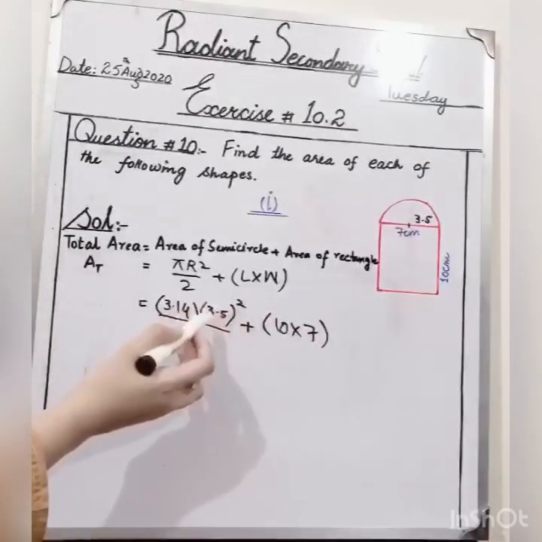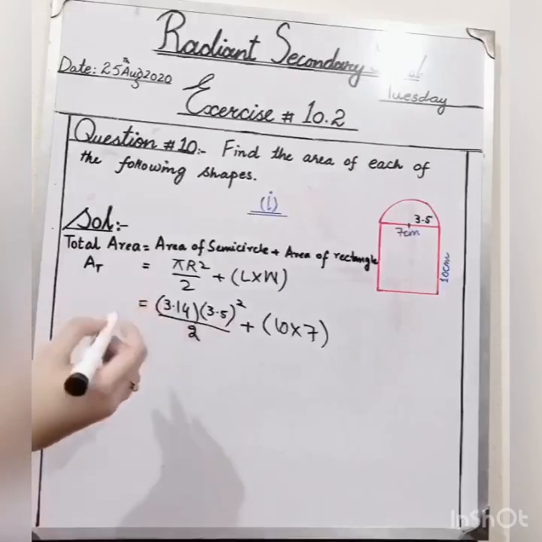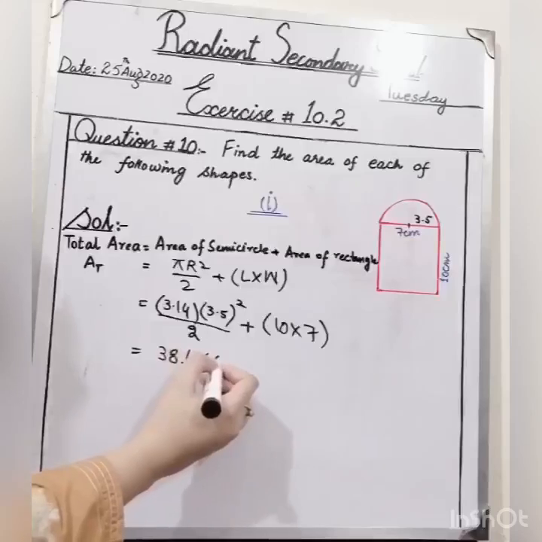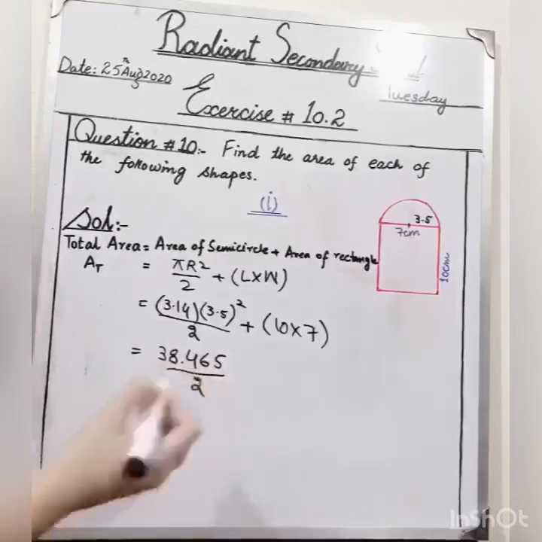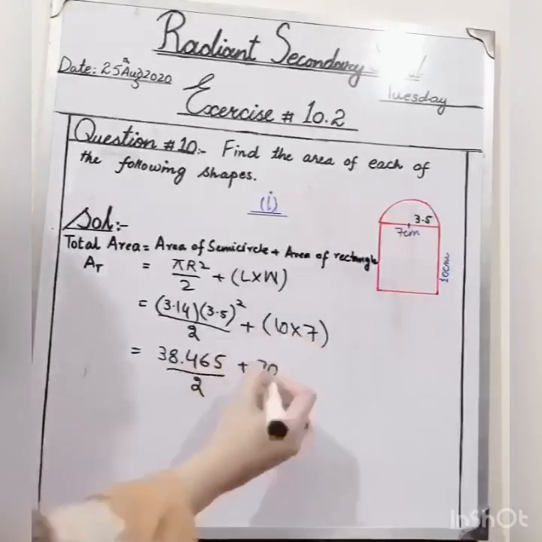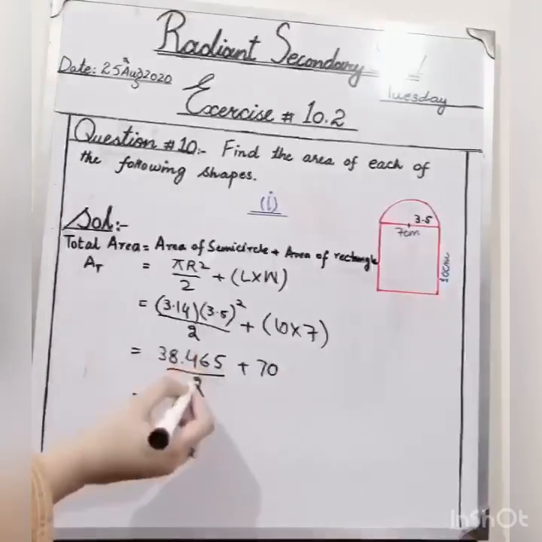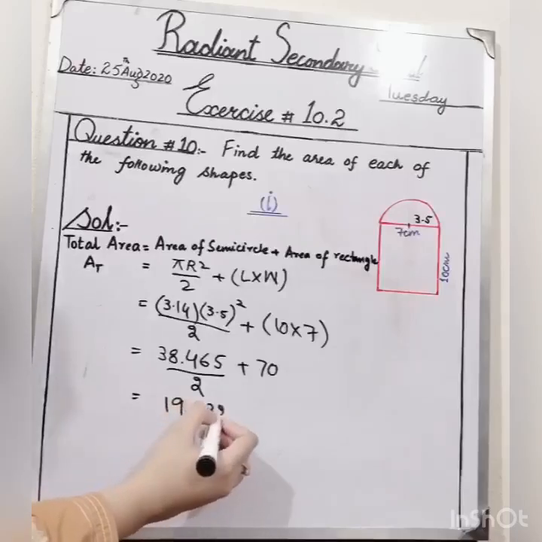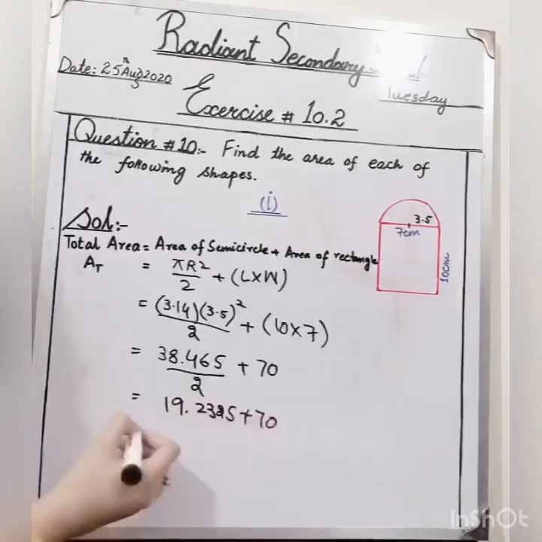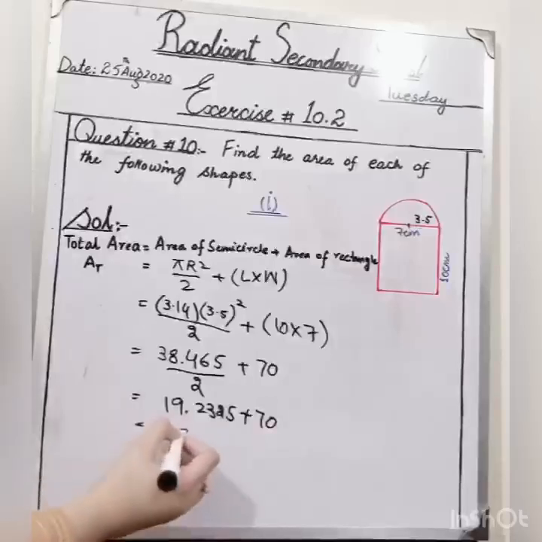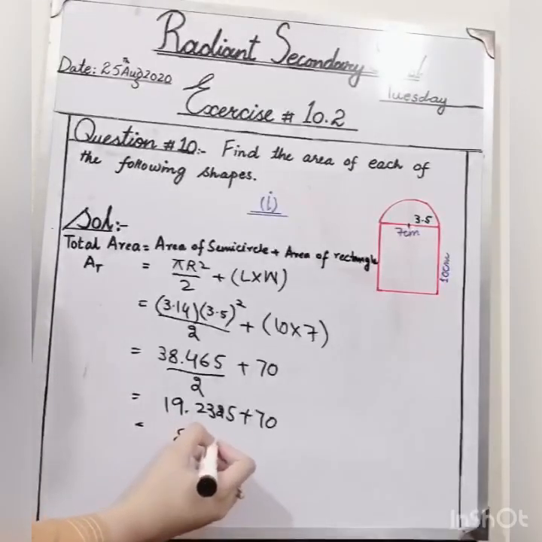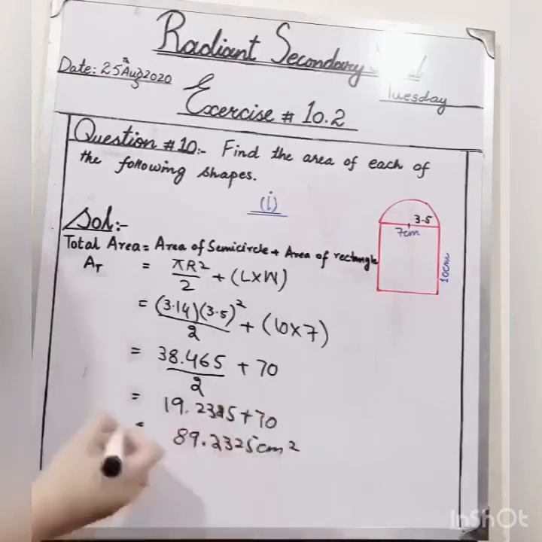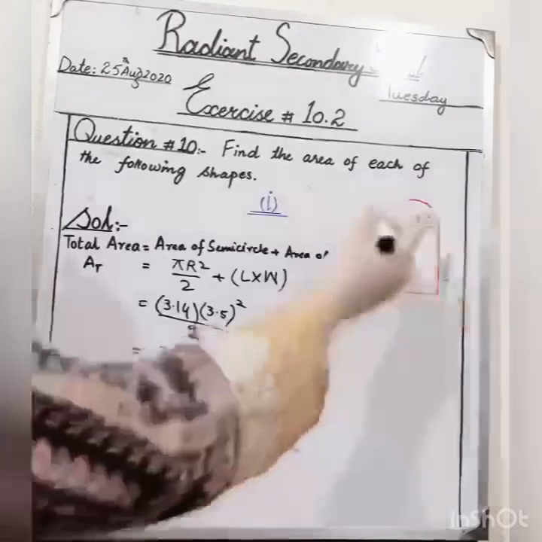Take the square of 3.5 and multiply it with 3.14. Your answer will be 38.465 divided upon 2 plus 10 sevens are 70. So when you divide these two numbers, our answer will be 19.2325 plus 70. When you add these two numbers, our answer will be 89.2325 centimeter square. So this is the total area of this shape.